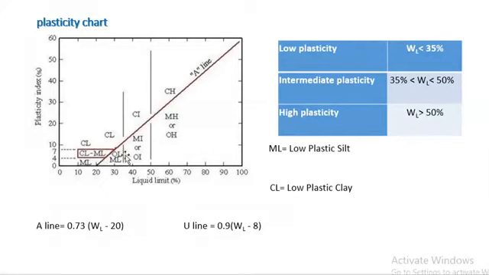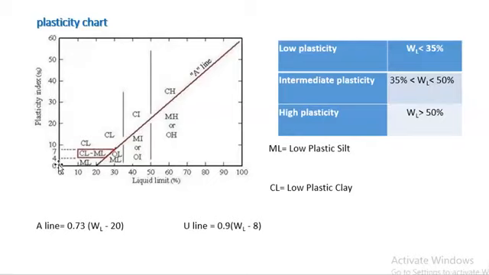Plasticity chart. Here in the plasticity chart, if the WL is below 35%, then it's low plasticity. If the WL lies between 35 to 50%, then it's intermediate plasticity. If it lies above 50, then it's high plasticity. On the Y axis it's the plasticity index, and on the X axis it's the liquid limit.